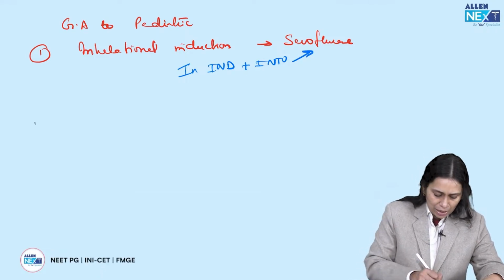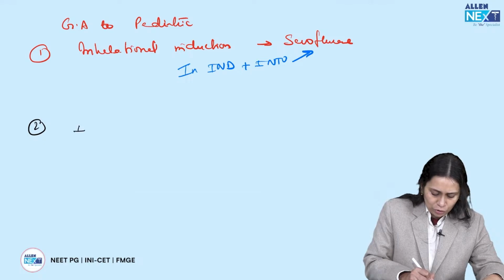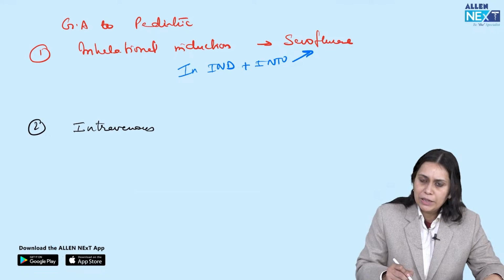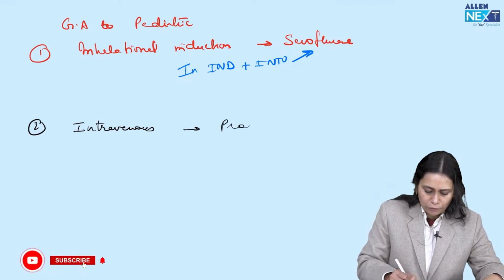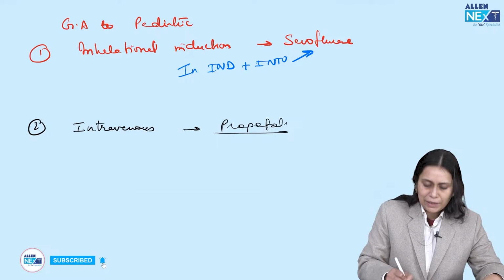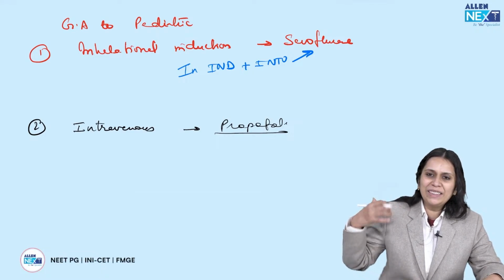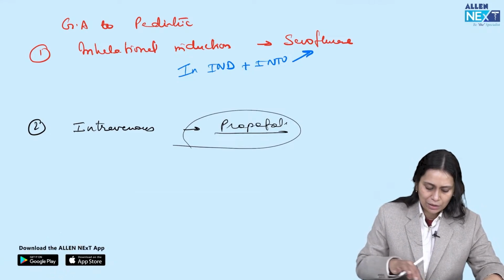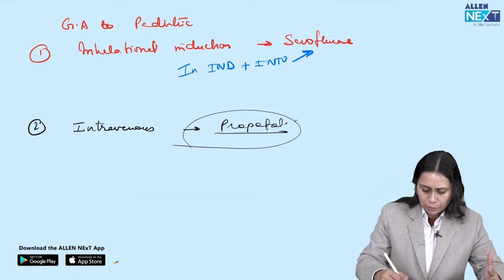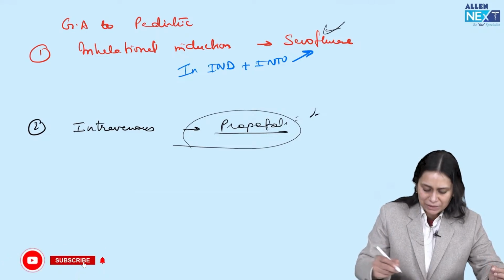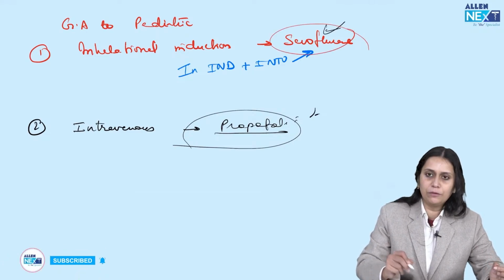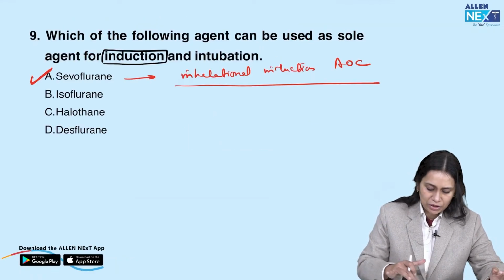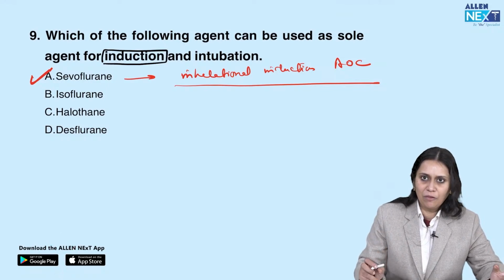If for the same purpose I'm using an intravenous agent, what should be the answer? Intravenous, and I don't want to use the neuromuscular blocker here also. So I would go for propofol. With propofol, I can go for induction and intubation. We can give propofol, deepen the patient under propofol, and go for induction and intubation. So understood? For IV, it is propofol, and for inhalation, it is sevoflurane. But in pediatrics, we always prefer sevoflurane, the inhalational induction mode. So keep it in mind. For inhalational induction and intubation, the answer is sevoflurane.